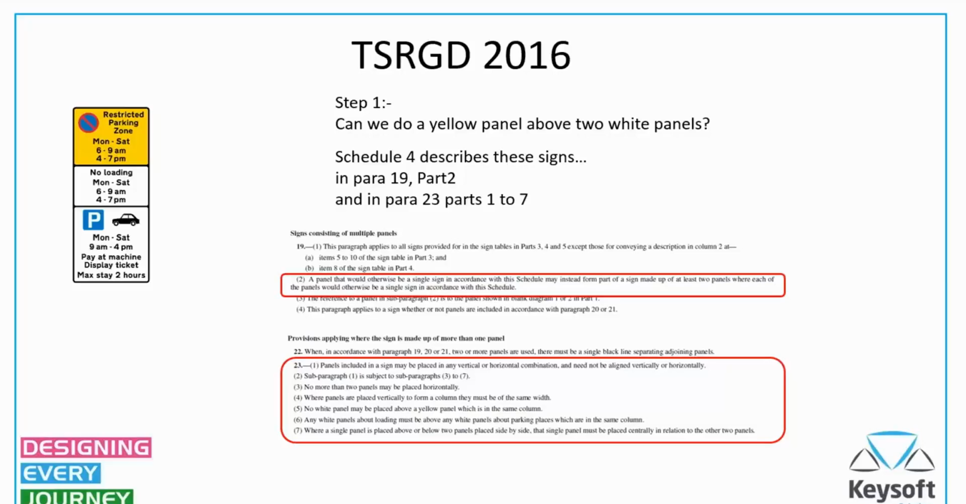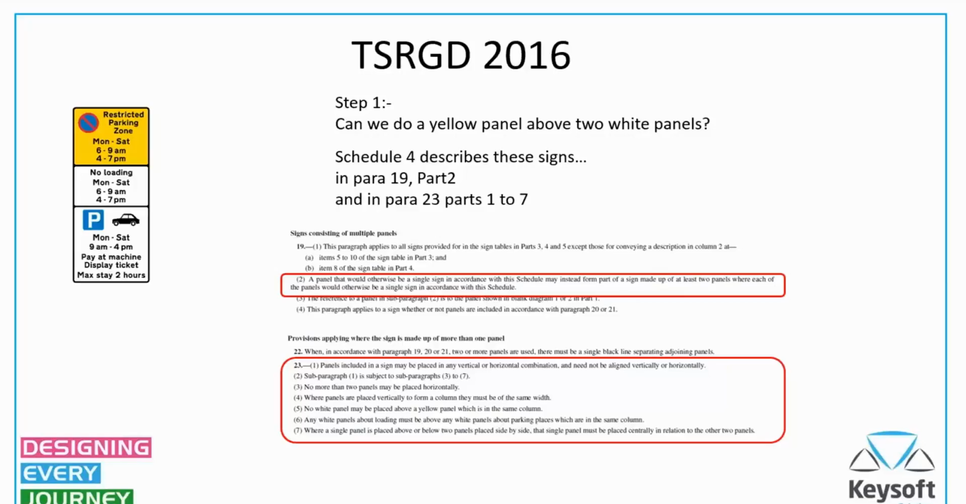So that's why the loading sign in the middle is as wide as the restricted parking zone sign at the top. No white panel may be placed above a yellow panel. So that suggests that the restricted parking zone has to be at the top. It's funny how the words always seem to be the other way around. I always think yellow goes at the top. The actual direction says no white can be placed above the yellow. It's essentially a restriction there, isn't it? So it's a negative saying it mustn't be above.